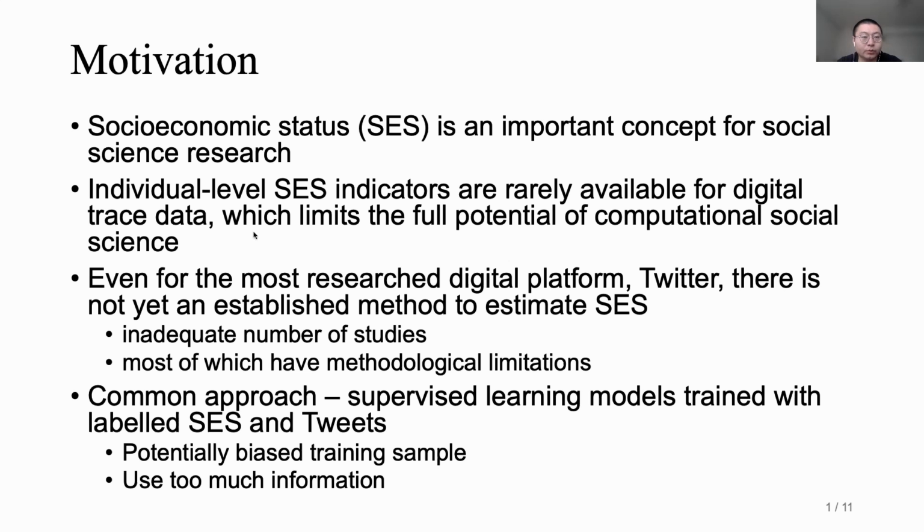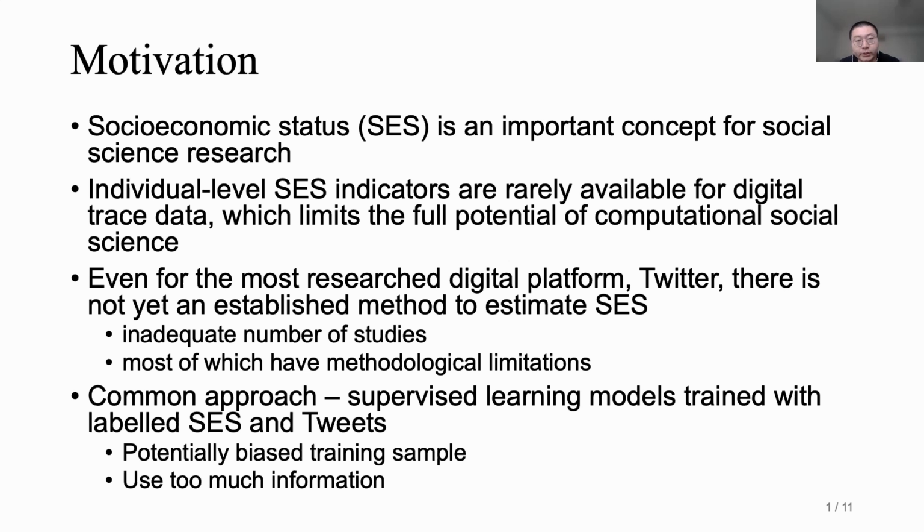However, individual socioeconomic status indicators are rarely available for digital trace data, which limits the full potential for computational social science. Even if you are not directly dealing with socioeconomic inequality, you might want to use it as a control variable, but that's currently not available. Even for the most researched digital platform, Twitter, there is not yet an established method to estimate SES. Reviews in the field show there is an inadequate number of studies, and most of them have methodological limitations.